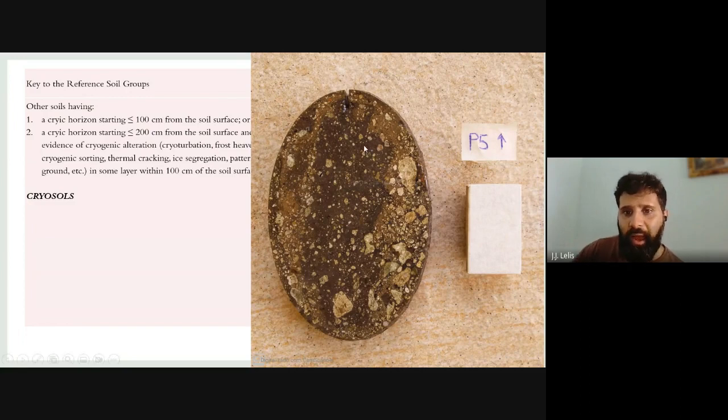So here we have a different color, a different texture. We have more fine material, more clay, and here we have a lighter color and more gravels. This difference of color evidences the cryoturbation. And what is the cryoturbation? Turbation is the mixing of soil due to the difference of potential, difference of temperature.